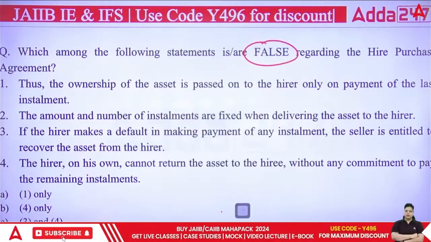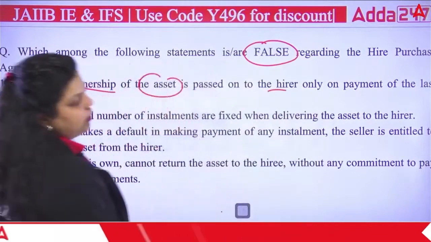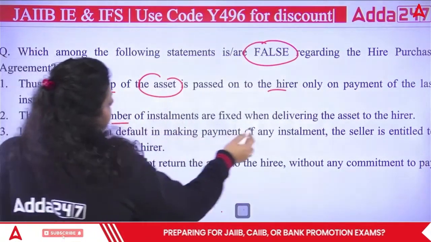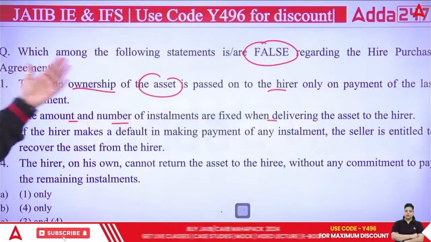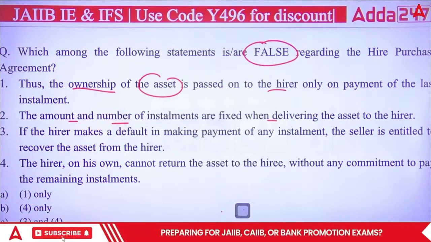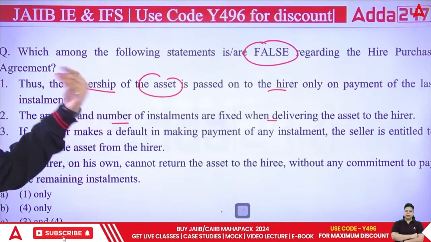See, the first is correct. Ownership of the asset will be passed to the hirer on the last installment's payment. It is correct. The amount and number will be pre-decided at the time you are providing the asset to the hirer. Then the third is also correct: if the hirer makes a default in making payment of any installment, the seller is entitled to recover from the hirer.